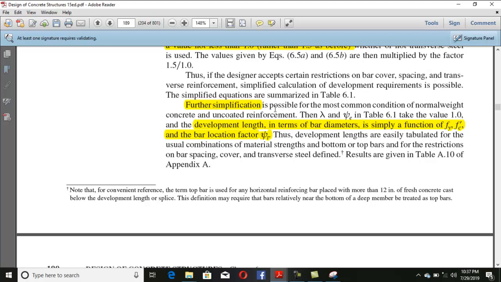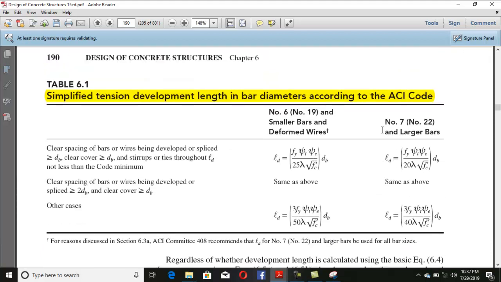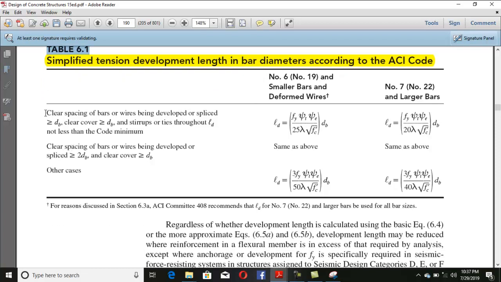Further simplification is possible for the most common condition of normal weight concrete and uncoated reinforcement. So you can make other simplifications as well. These are the simplified forms. This table is very important, and we will use it in examples. So this is case 1, this is case 2, and if these criteria are not met, then you have a third case.